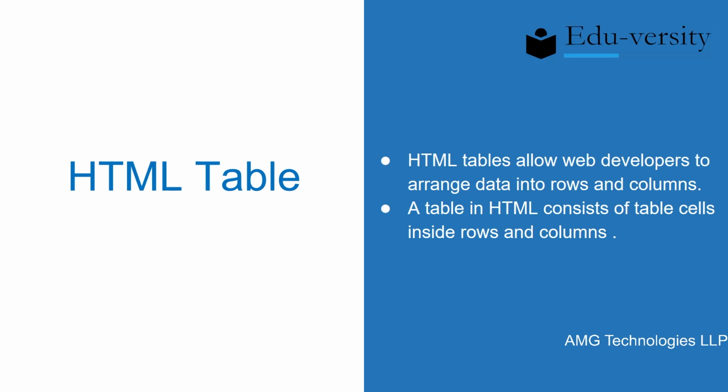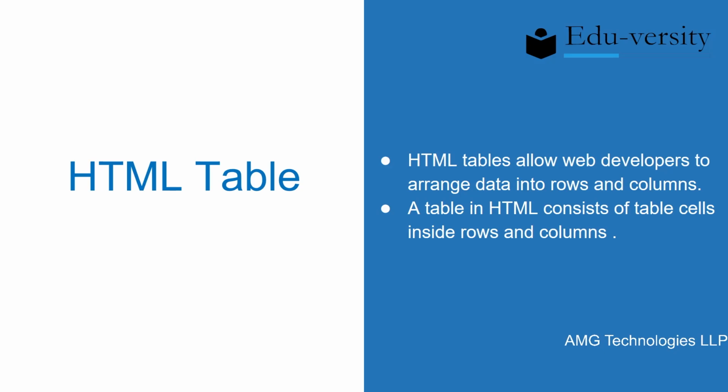HTML tables allow a web developer to arrange data into rows and columns. If you don't want to store the data in a one-dimensional list format, but in a two-dimensional row and column format, you can easily use an HTML table. A table in HTML consists of table cells inside rows and columns. An intersection of a row and a column is known as a cell, and in HTML cells are used for storing the data.